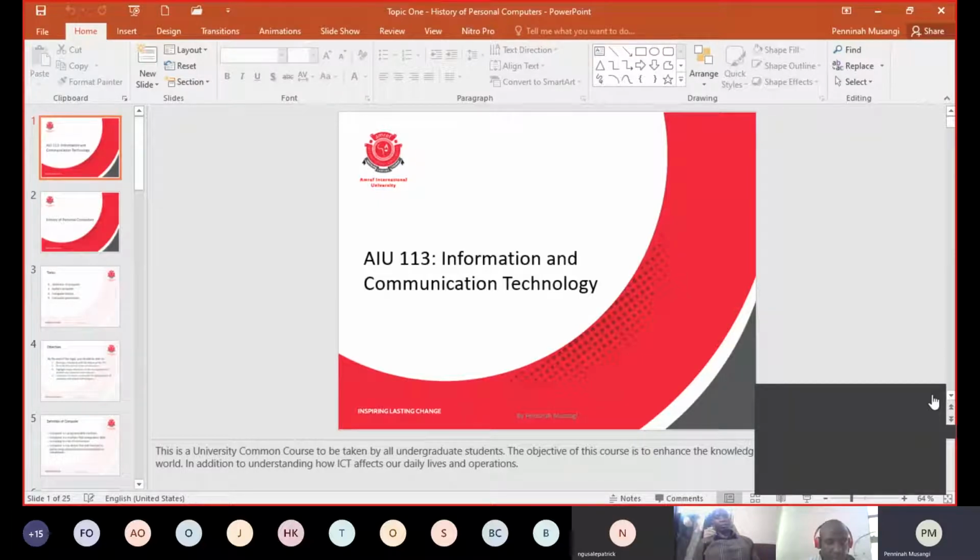And what is the objective? I had explained the objective of the course. That is, we need to understand ICT, enhance our knowledge, our skills, and our competencies in this era of ICT, and also understand how it affects our daily operations and our work, the evolution of technology.